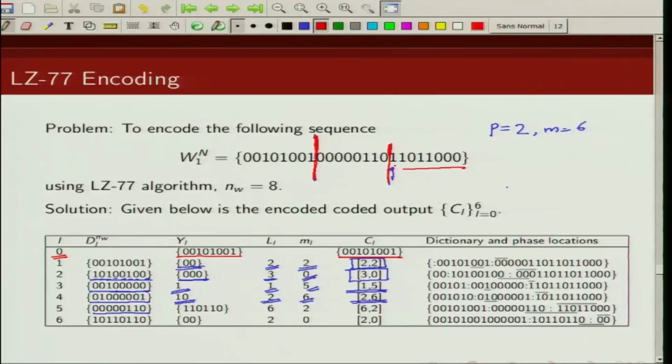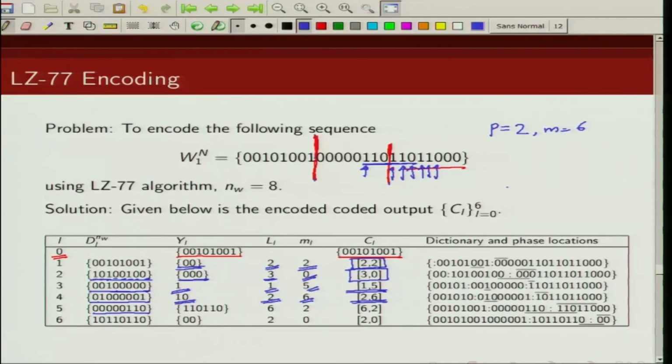Is 1 getting matched? There's a match of 1 here, and a match of 1 here. What about 1 1? 1 1 is getting matched here, but there is no match of 1 1 at this location. What about 1 1 0? We can see there's a match of 1 1 0 here. What about 1 1 0 1? Again, there's a match. What about 1 1 0 1 1? Again, there's a match. And what about 1 1 0 1 1 0?